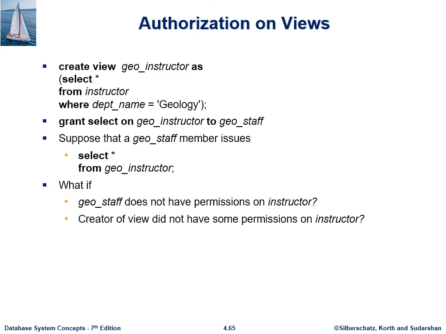So select star from geo instructor will be replaced by select star from instructor where department name equals geology. But here we access the instructor table, correct? If the geo staff does not have permissions on the instructor table, because it contains all the instructors belonging to different departments, the geo staff only has access to the salaries of the geo instructors, not for other departments. So what will happen for this one?